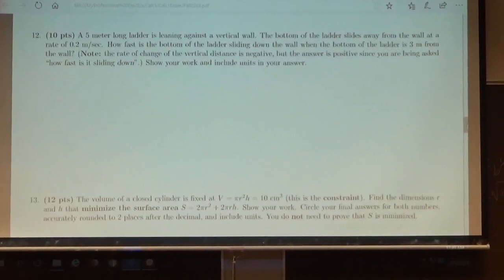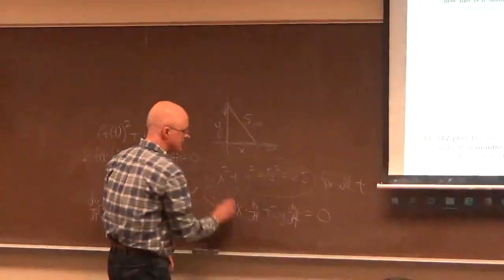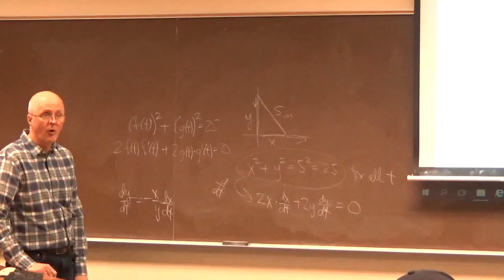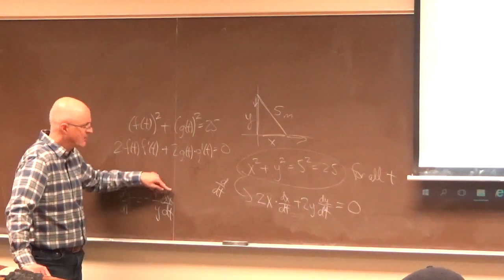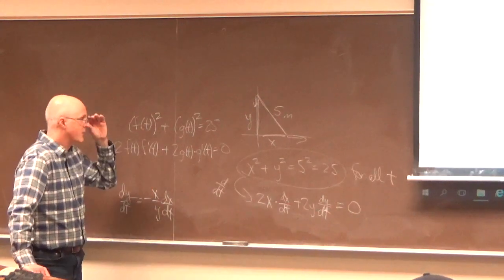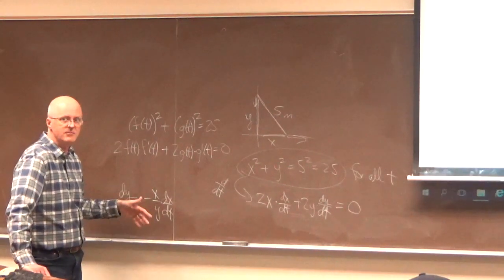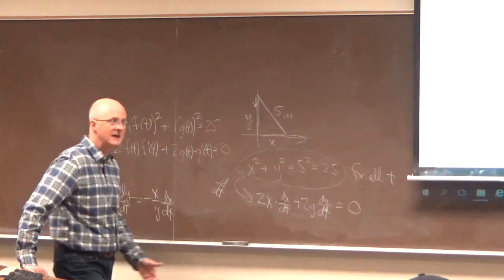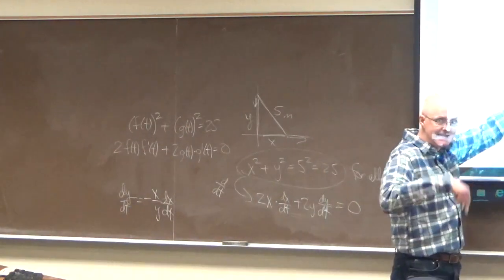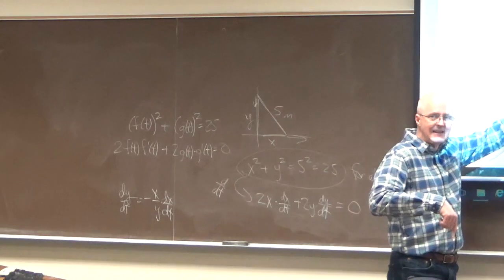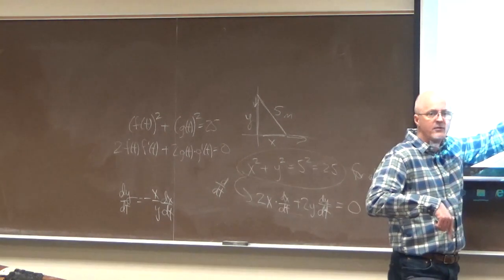You do have to figure out y using the Pythagorean theorem, using this fact. When x is 3, solve for y, you'll get 4. You should get a negative 3/4 times 0.2 here. The answer is, before you take the absolute value, negative 0.15 meters per second. But then you want a positive quantity because it's phrased as how fast is it sliding down. So you take the absolute value, the answer is 0.15 meters per second.